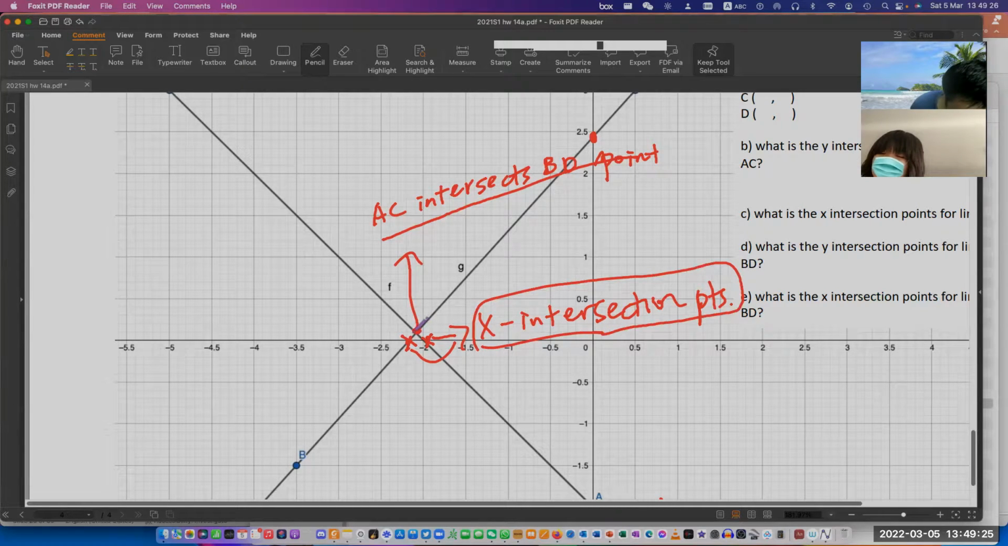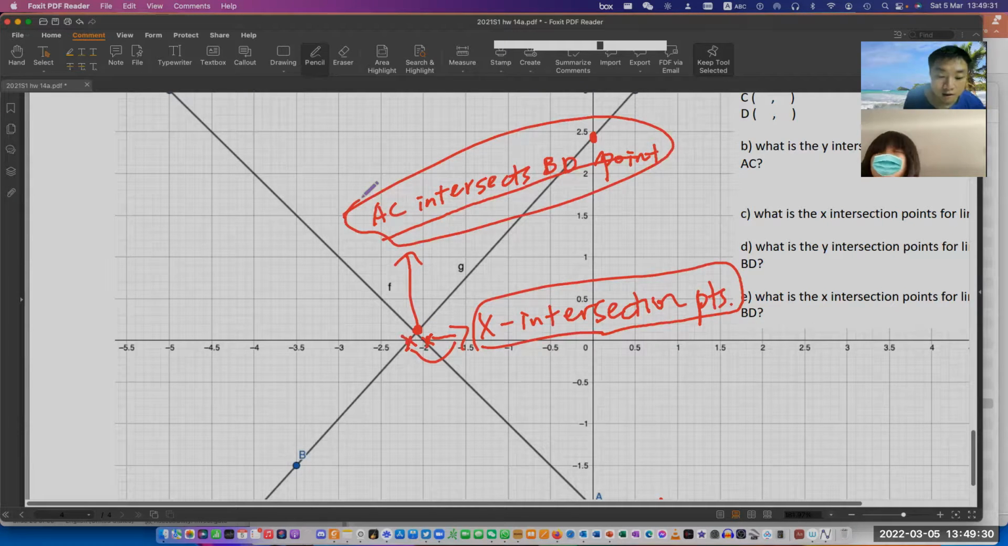The point here is a dot, called the AC intersect BD point. So they mean different things. When they intersect each other at this point, I just want to bring your attention to it first. What it means, I'm going to talk about next time. But please know the difference. These two points are called the X intersection points. This point is called the AC intersect BD point.